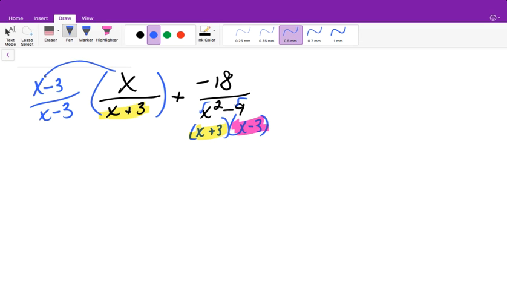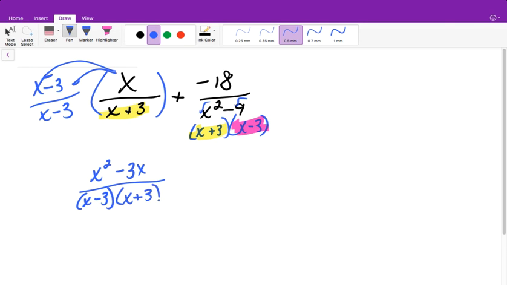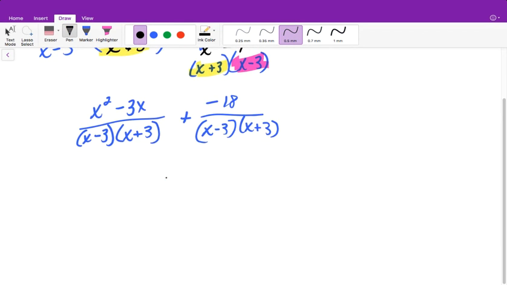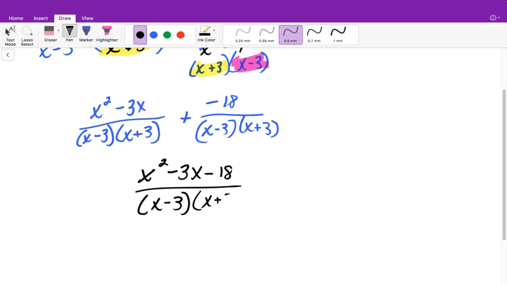So we will then distribute. So x times x gives me x squared. X times -3 is minus 3x, all over top of x minus 3 times x plus 3, plus -18 over x minus 3 times x plus 3. Now, since our denominators are the same, we can just add. And when we go to add our numerators, there's no like term, so it's just x squared minus 3x minus 18 all over top of x minus 3 times x plus 3.